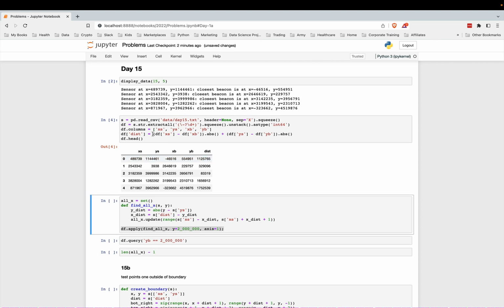Finally, I create the Manhattan distance. So this is just the absolute value of the difference in x's plus the absolute value of the difference in y. So that's how far the sensor is from the beacon.